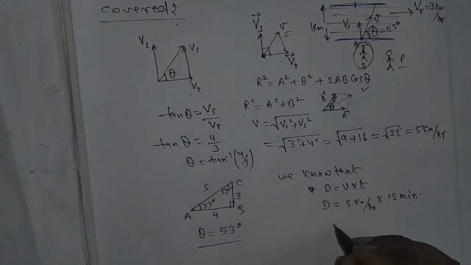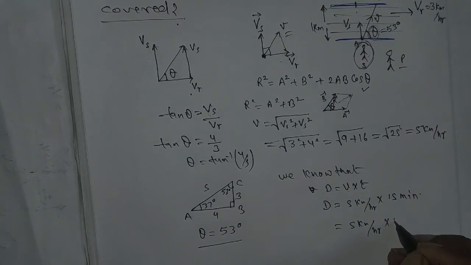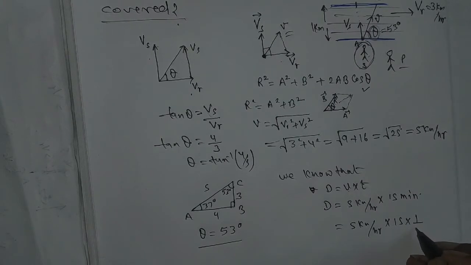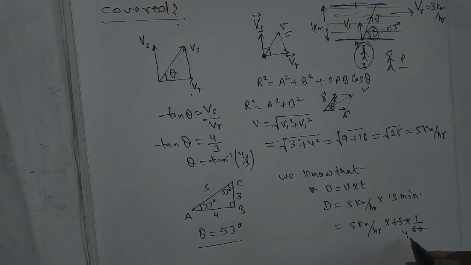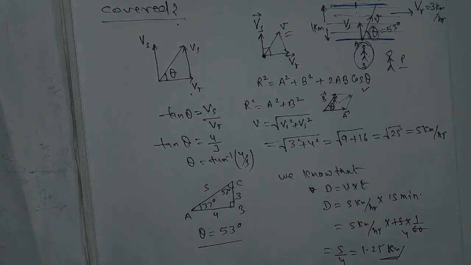Okay, so see, 5 km per hour. For converting minutes into hours, what will we have to do? We will have to divide it by 60. Means 5 by 4, means 1.25 kilometer. This much distance the swimmer will travel. Okay, students.